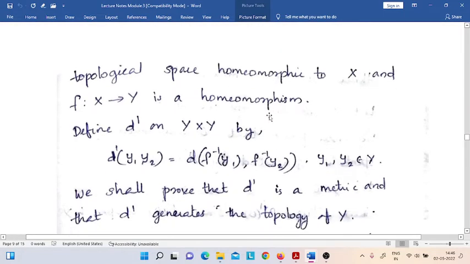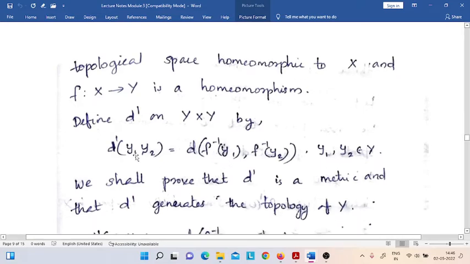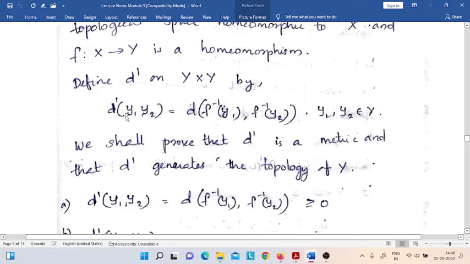We can divide the proof of the result into two sections. In the first section, we will show that there exists a metric on the space Y. In the second part, we will show that the topology on Y can be generated by that defined metric. So we proceed to define the metric on the space Y. The metric is defined as D prime. So let D prime be the metric defined on the space Y, and y1 and y2 be two members of the space Y.